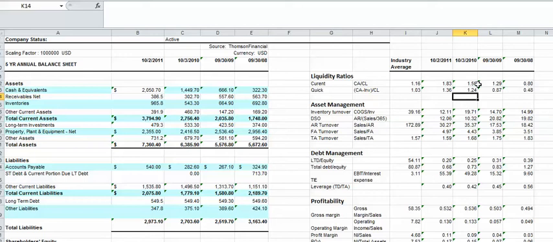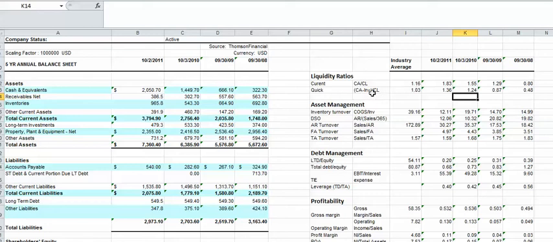I can see that this is improving, but until I look at the industry average, I don't really know if it's good. In the case of a current ratio, bigger is better within a range. I don't want a current ratio of 5 because that's too much money tied up in current assets that don't earn money. But a current ratio of 1.83 is good, and it's better than the industry average.